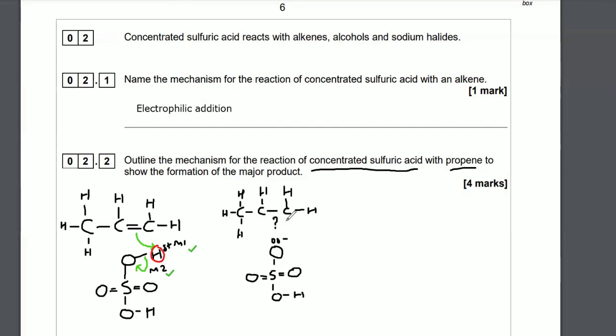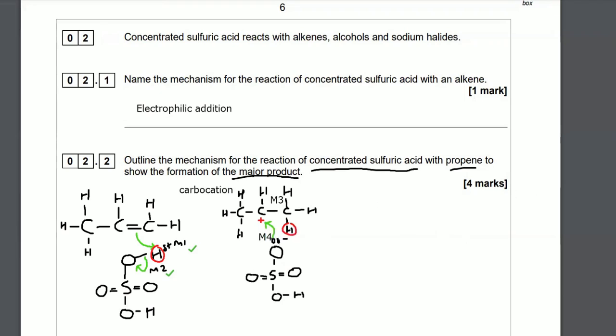Well, if it joins to the second carbon in the middle, then we'll only get 1 alkyl group. If it joins to the last carbon or the first carbon here, then we get 2 methyl groups on the sides, which is where it joins in the major product, and that will leave our carbocation looking like this, with a positive charge on the middle carbon in the old propene molecule.